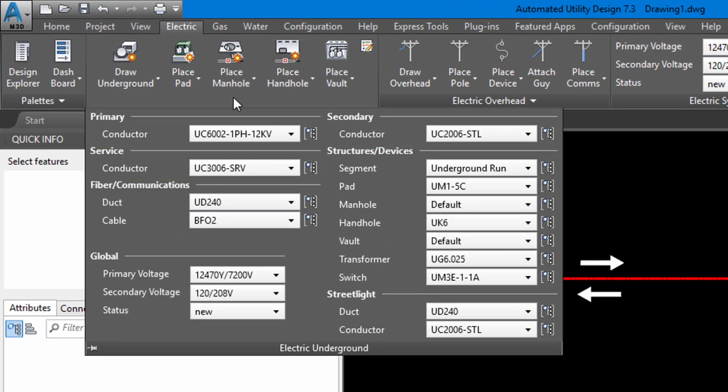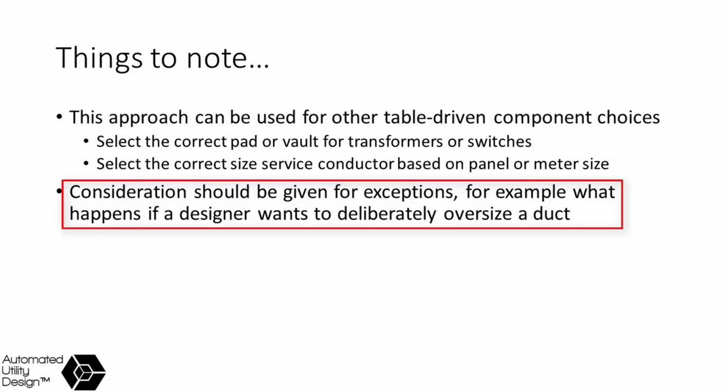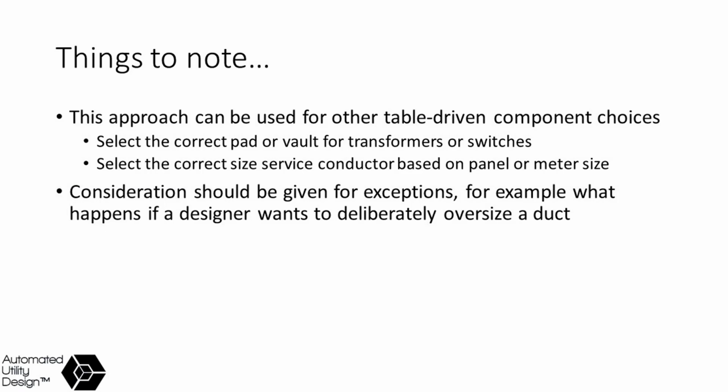Finally, here's a couple things to note. First, this approach can be used for other table-driven component selections. For example, you could automatically select the appropriate pad or vault for underground transformers, switches, and junctions. If your utility sizes service cables based upon meter or panel size, you could perform this selection automatically as well. And one further note is that you may need to consider what happens when there are exceptions. For example, what happens when a designer wants to deliberately oversize a duct? There are several ways to handle this type of exception, but that topic will have to wait for another day.